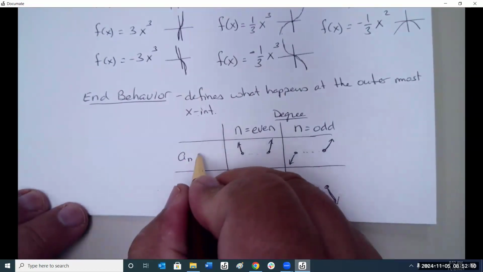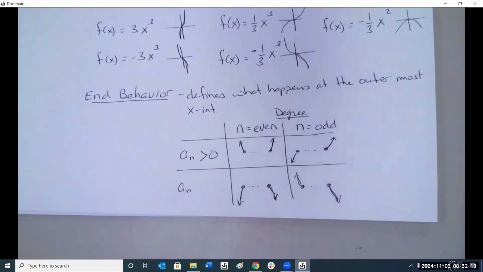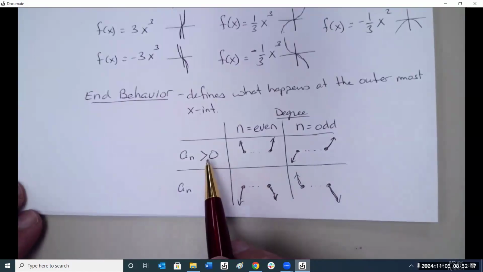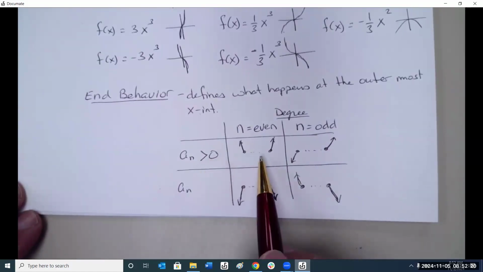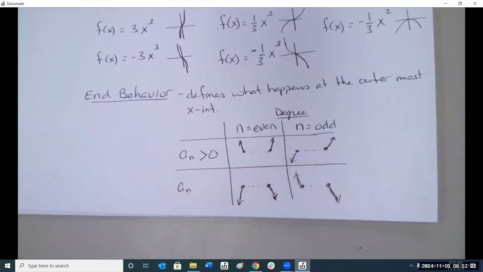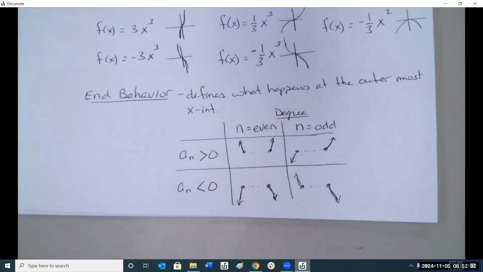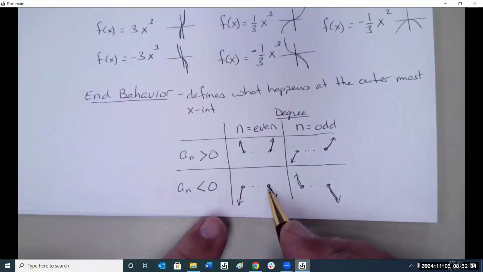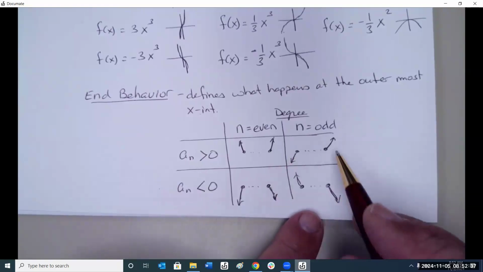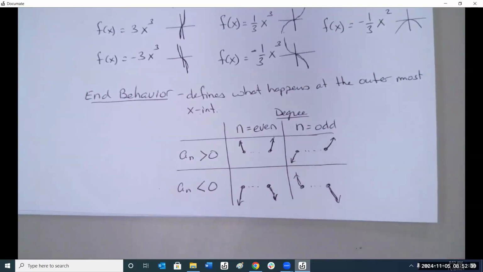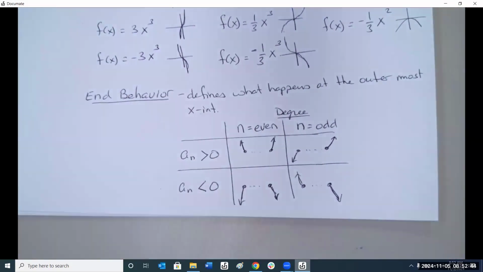But the leading coefficient, if it's positive, then it's an increasing function. If the leading coefficient is positive and n is even, both ends point up. If it's odd, they point opposite, but the right hand goes up. If the leading coefficient is negative and n is even, they point down. If it's odd, it's a decreasing function. This in itself is important.